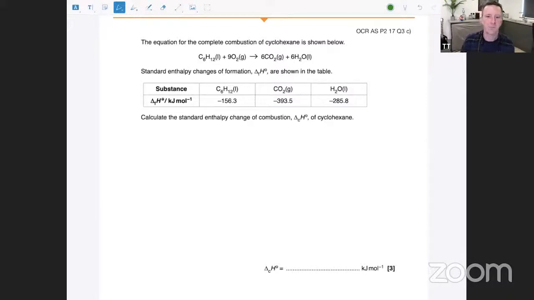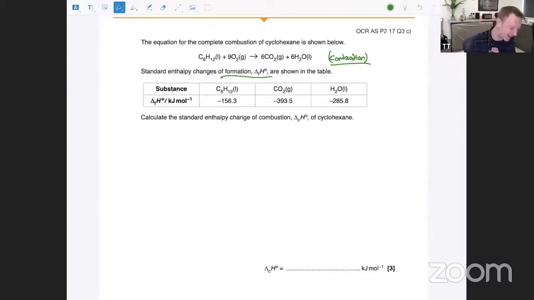Equation for the complete combustion of cyclohexane is shown below. So this is combustion, okay? Standard enthalpy changes of formation are in the table below. Now, there are rules here, aren't there, when you're doing these enthalpy of combustion, enthalpy of formation, Hess's law cycles or Hess's energy cycles. So what's it all about? Do we need to focus on the combustion bit here or the formation bit here? What do we think? Good. Everyone in the chat saying formation.